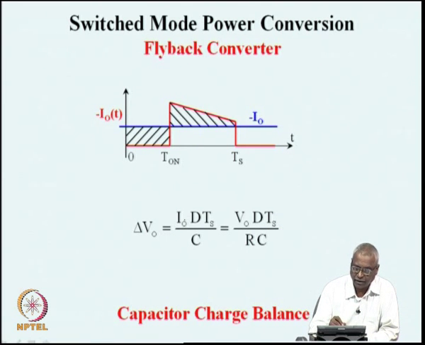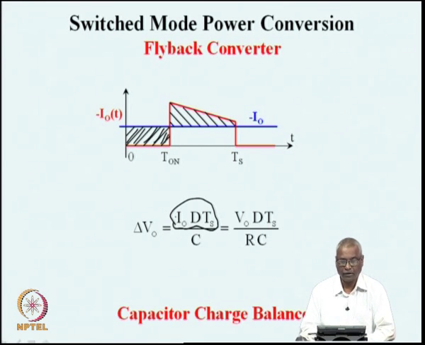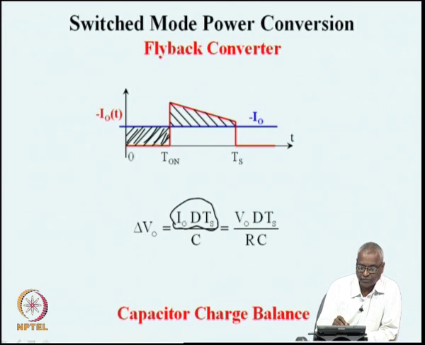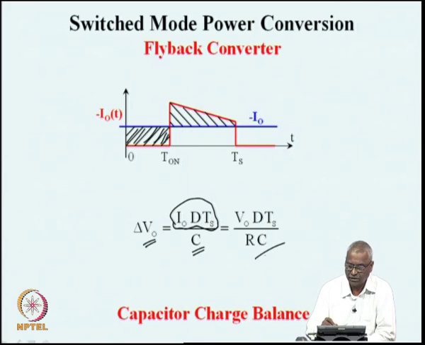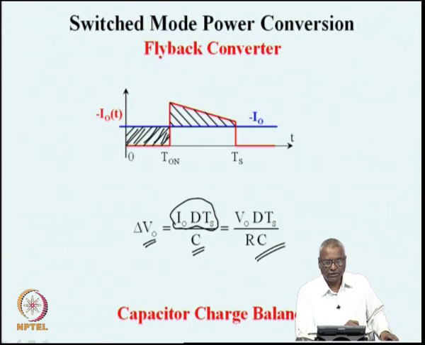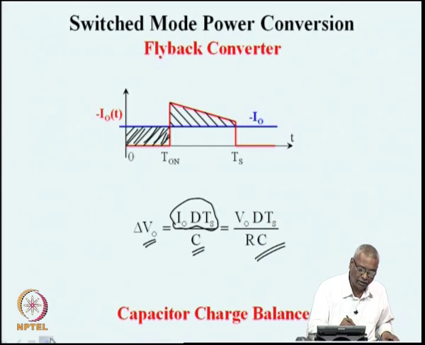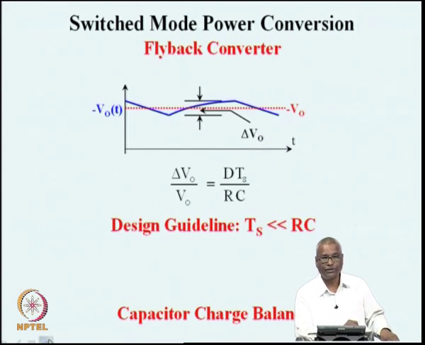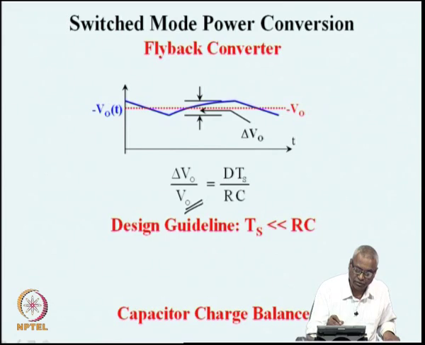So, we find that I naught times dTs is the area here. This I naught multiplied by dTs is the charge taken from the capacitor, and divided by the value of C it will give us delta V naught, which is the output voltage multiplied by on time divided by the RC time constant. Again, it is good to represent it as a ratio, normalized on the output voltage.